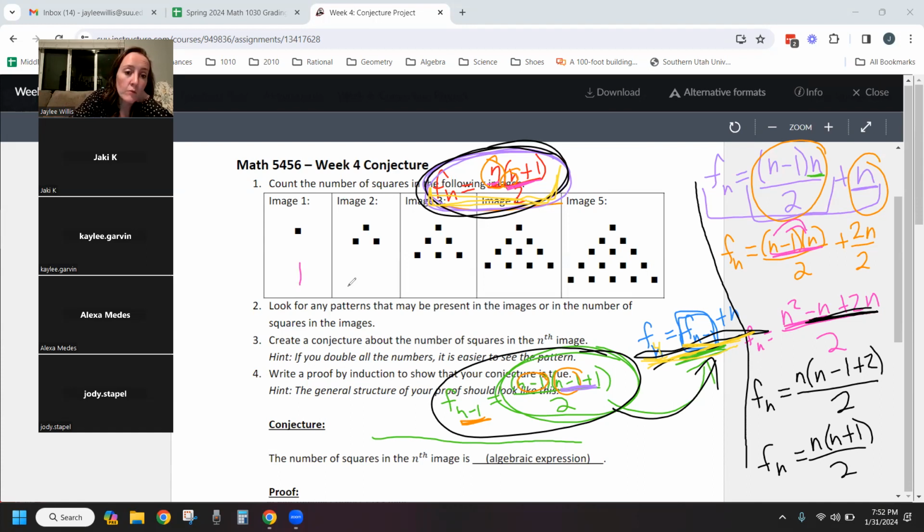So in image 1, we have 1 square. Image 2, we have 3. Image 3, we have 6, and 10, and then 15. And in the hint, I said if you double all the numbers, it's easier to see the pattern.